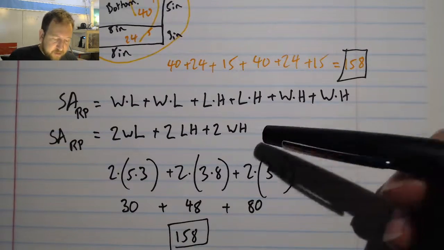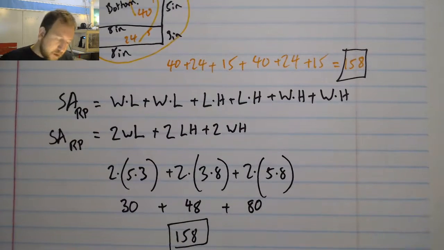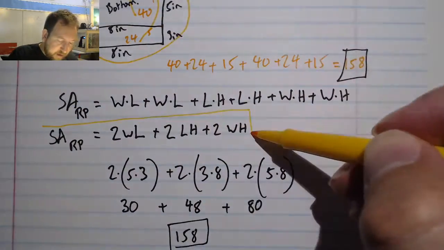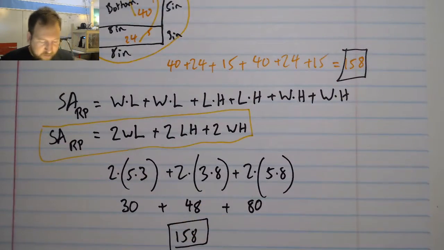But this is the formula that I would use here because it significantly saves you a lot of time when you are getting the surface area of these rectangular prisms.